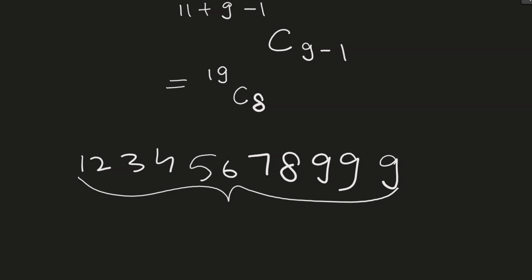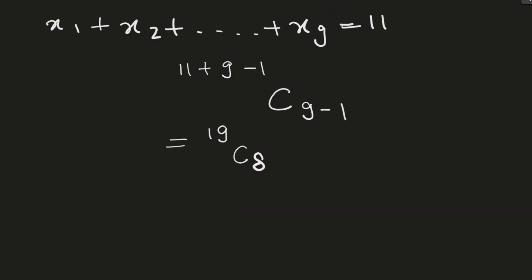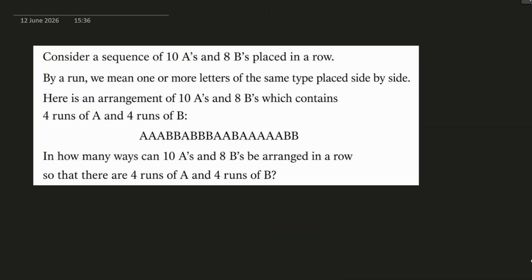So there's only one case for every selection that we have made, which means that our final answer is going to be 19 choose 8 into 1 factorial, because there's just one way of arrangement, which is obviously nothing but 19 choose 8. So this is our final answer. A very simple question which used a very important concept of permutation combinations. Let's move on to the next question.